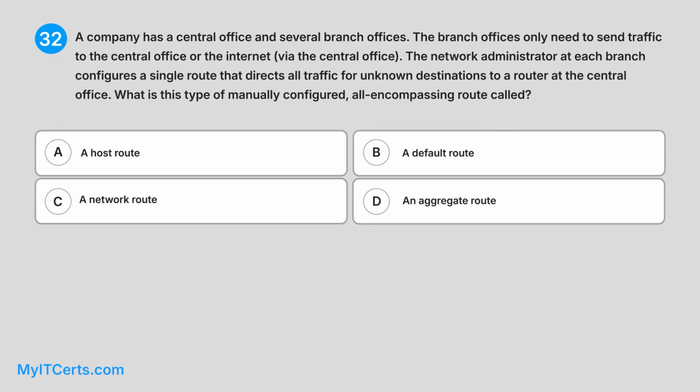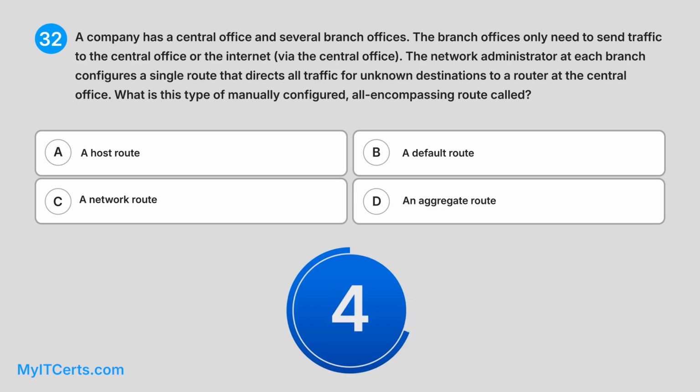32. A company has a central office and several branch offices. The branch offices only need to send traffic to the central office or the Internet via the central office. The network administrator at each branch configures a single route that directs all traffic for unknown destinations to a router at the central office. What is this type of manually configured, all-encompassing route called? A, a host route. B, a default route. C, a network route. D, an aggregate route. Can you guess the answer?